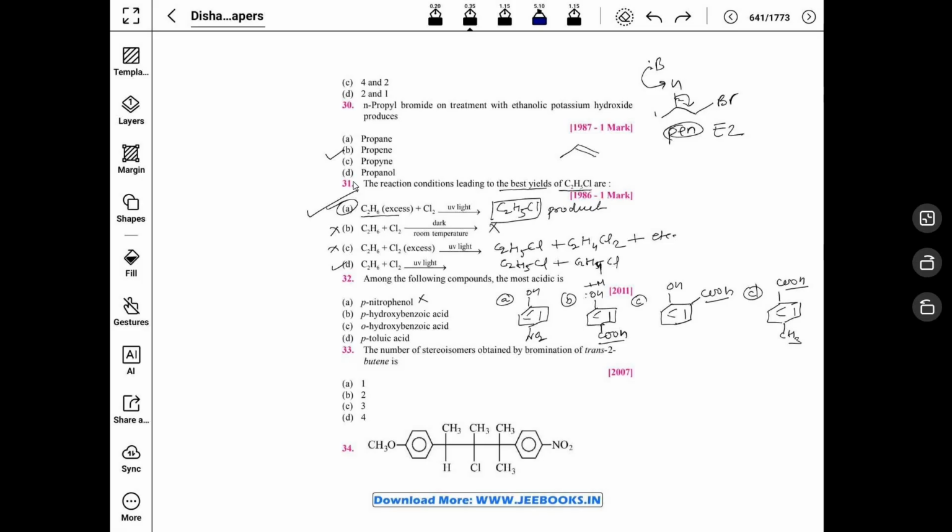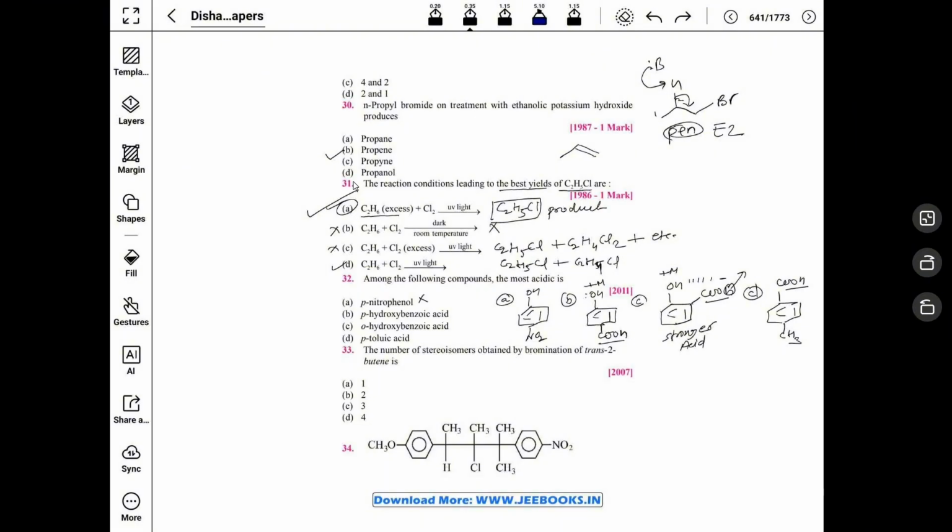In case of ortho-hydroxy it is the same, but after removal of this proton, the negative charge on the carboxylate is stabilized through hydrogen bonding, and hence this becomes a stronger acid as compared to para-hydroxybenzoic acid.